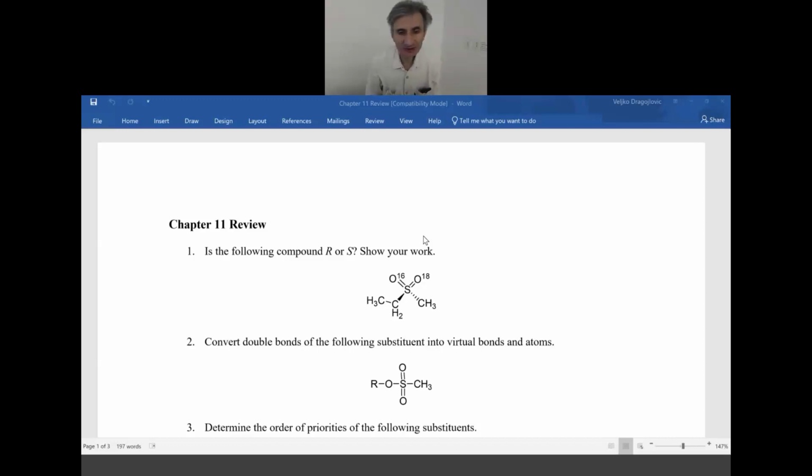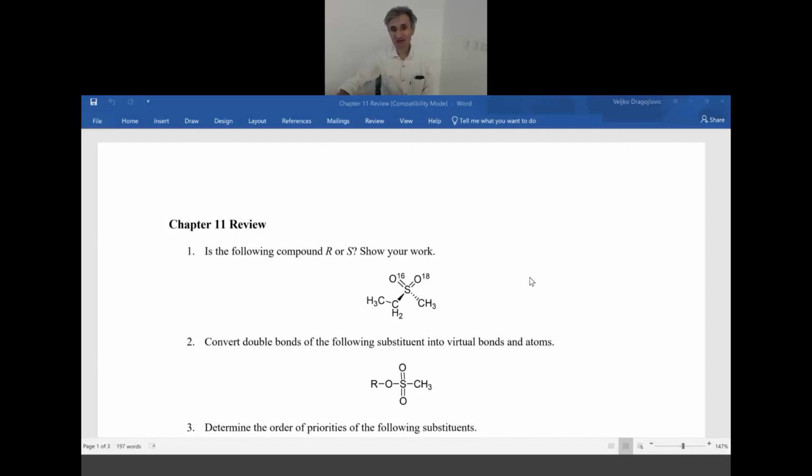So here we have one compound. It's called sulfone. We do not cover sulfones, and you don't. But to answer this question, you don't need to know what sulfones are. All you need to do is know that this sulfur here is tetrahedral, because these two double bonds are shown in the plane of the drawing. Ethyl group projects towards you, methyl group away from you. So is this compound R or S? And you need to show your work.